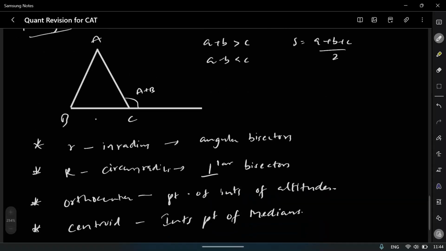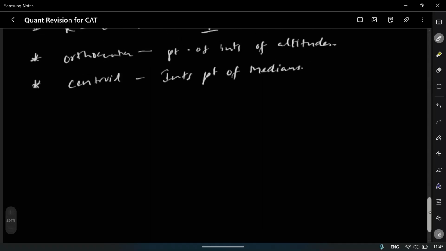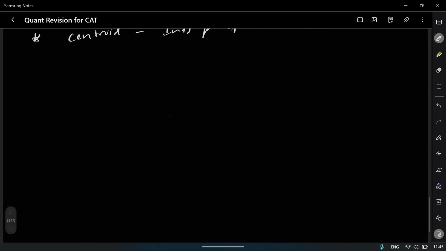And the length of the side opposite to A, which is BC, equals small a. The length of side AC equals small b. Length of side AB equals small c.